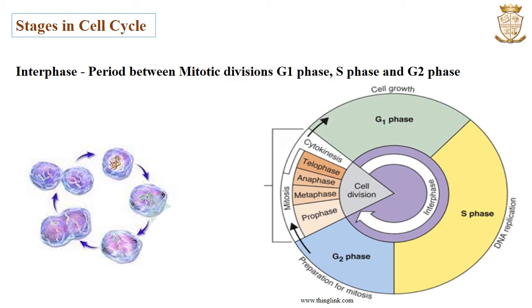The period between mitotic divisions is known as interphase. That is, G1 phase, S phase and G2 phase together comprise the interphase. The next one is M phase or mitosis. During this phase, the actual division or duplication of the cell into two daughter cells occurs.